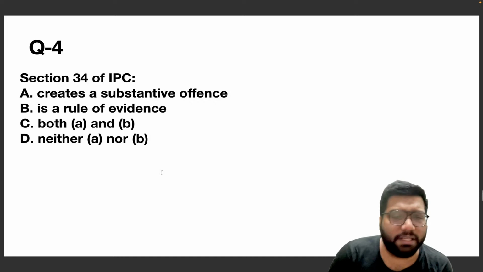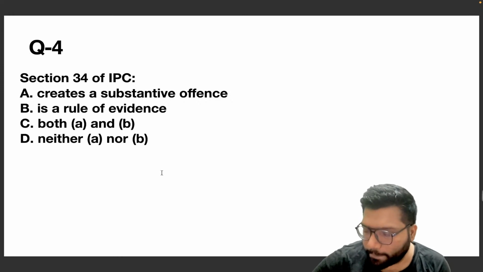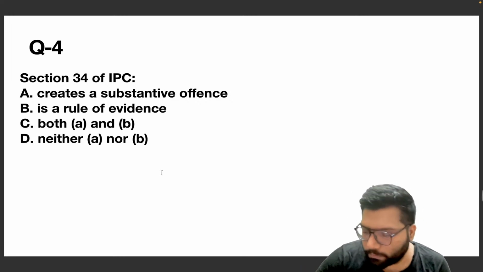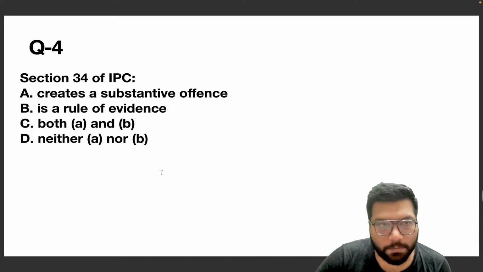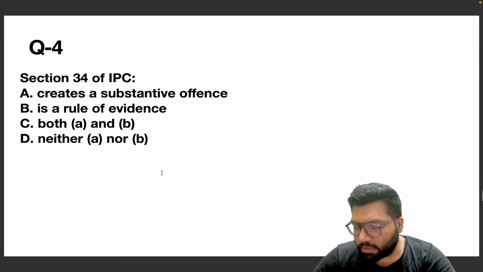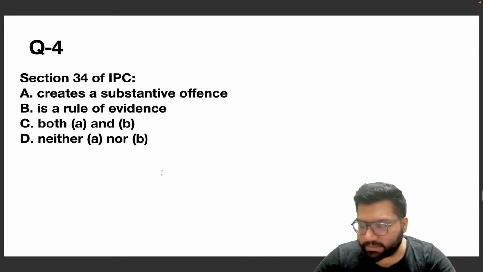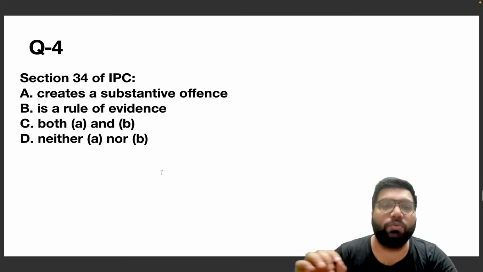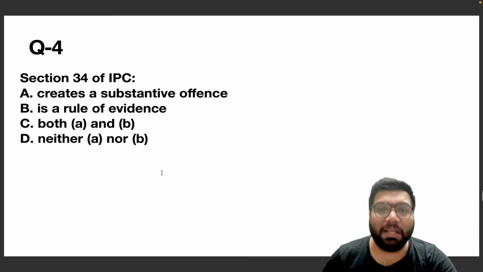Section 34 of IPC. Choose the most appropriate option. Mohit, Sunita, and Ayush. Top 3 students to answer correctly. And yes, everyone's answer is correct. That is B. Section 34 is a rule of evidence. Please, students, mark this. This is one of the most repetitive questions, that section 34 does not create any substantive offense.